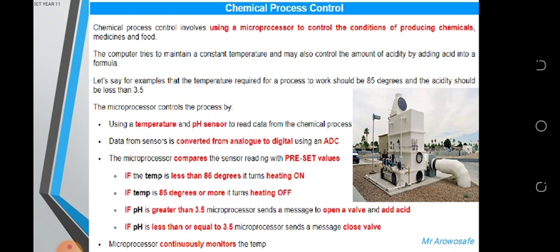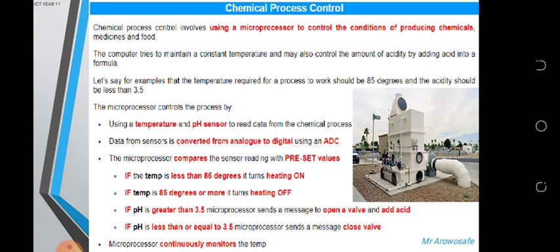Now, if pH is greater than 3.5, don't forget that the preset value given here for acidity, which is pH, is 3.5. So if pH is greater than 3.5, the microprocessor sends a message or a signal to open a valve and add acid. So it means that acid is not enough here. So the amount of acid here is not enough, if pH is greater than 3.5.